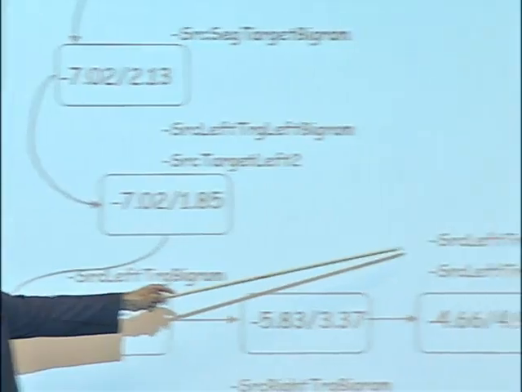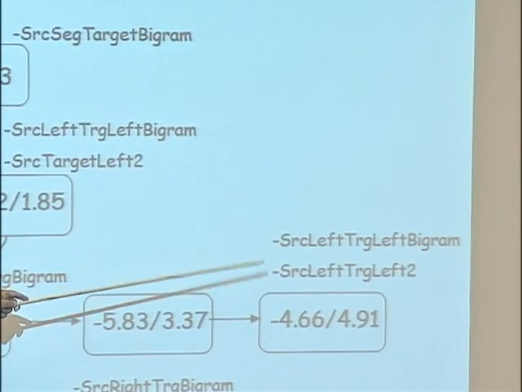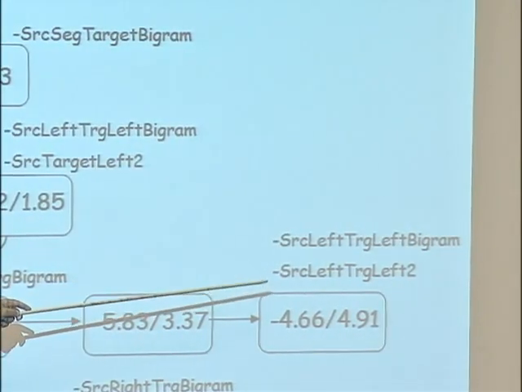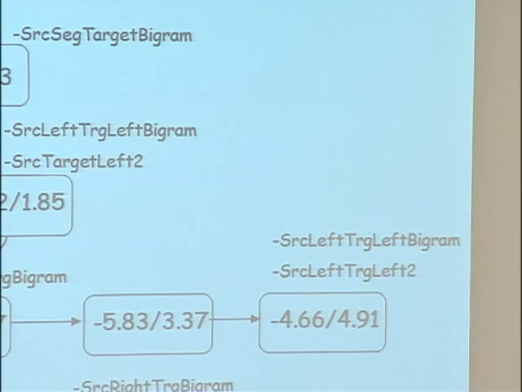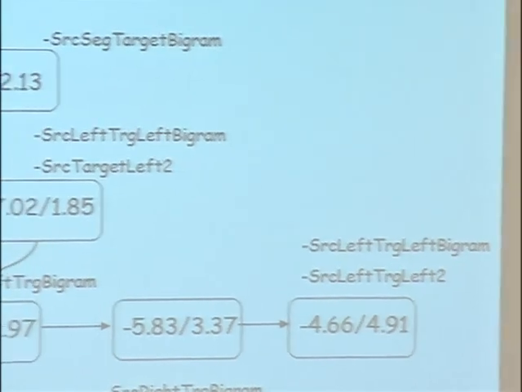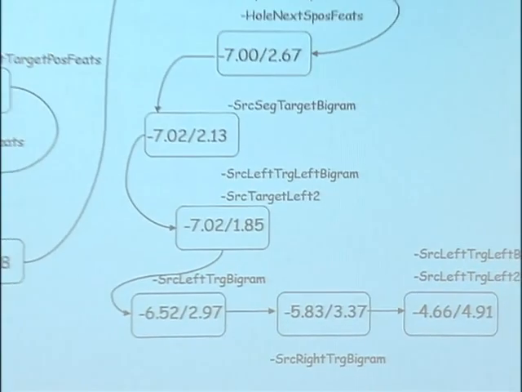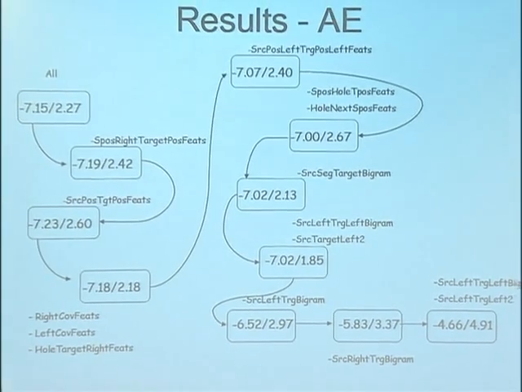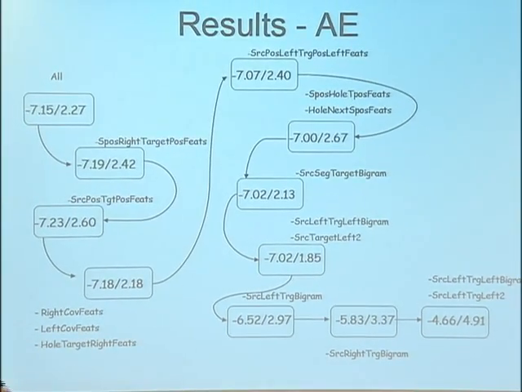If you take away the source left, target left bigram and the source left, these are trigrams on the target side, you lose another point. And this seems to be about the performance of most phrase-based decoders. So the features do seem to help.